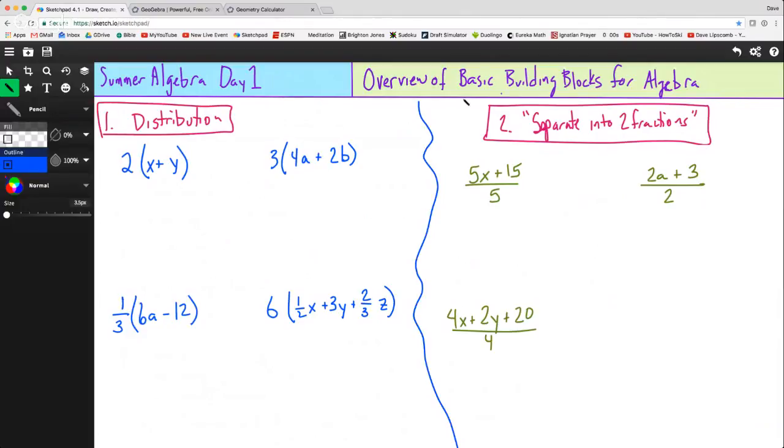Again, these are building blocks, so I'm going to go a little slower. So distribution, what is the key to distribution? Well, when you see a number or a monomial multiplied by a parenthesized expression, what you need to do is find every term inside the parentheses, and you're going to multiply the term on the outside by each one on the inside.